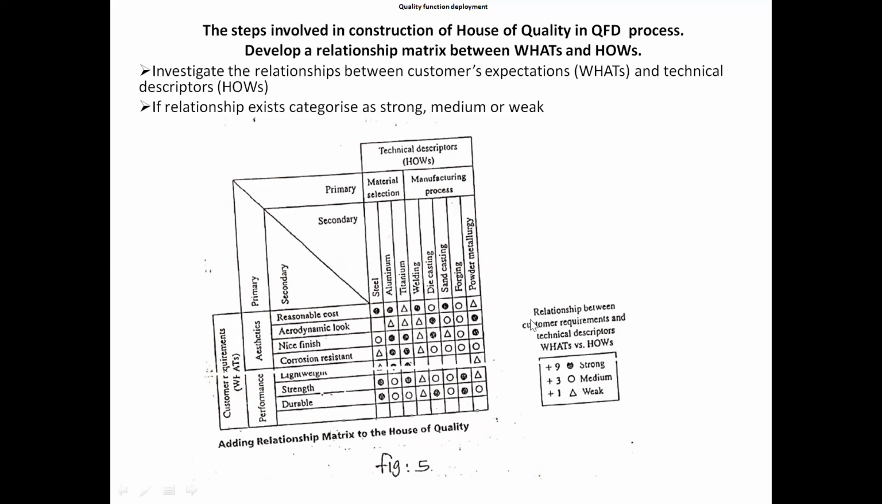So we are putting a relationship between the customer requirement and the technical what and how. So we are giving the ratios, nice finish. Steel, you cannot get a finish; aluminum, you can get a very good finish; titanium, very good finish; welding, least finish; die casting, very good finish; sand casting, less; forging, less; powder metallurgy, super finish. So like that we are adding the relationship matrix for what and how. That is the development of the what and how. First step, we talked about what. Second step, how. Third step, we are making the relationship between what and how.